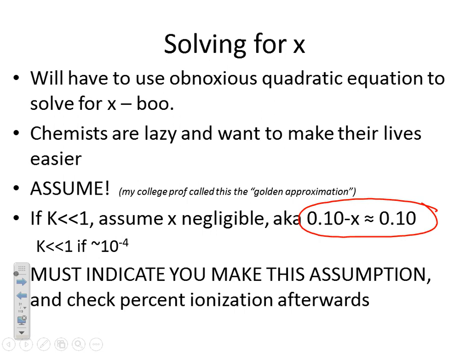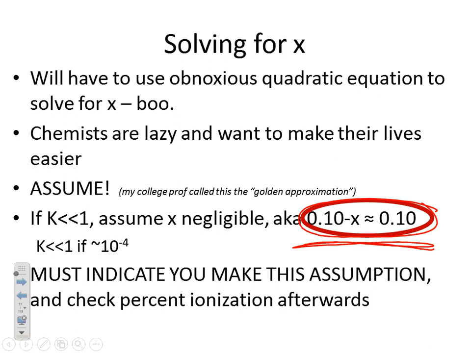If you're doing this on a free response question, first of all, you have to indicate that you are making the assumption. So you have to show me this right here. Indicate that you're making this assumption. And by the way, this right here is how you indicate. You just say 0.1 minus X squiggle squiggle 0.1. That's enough to indicate that you're making the assumption.